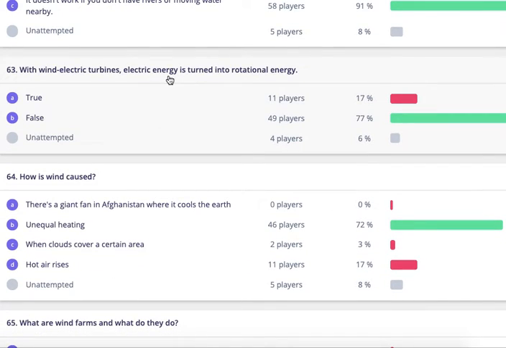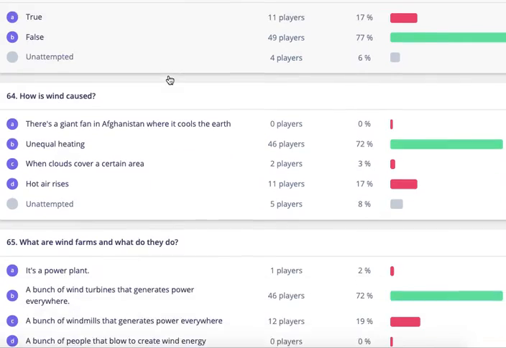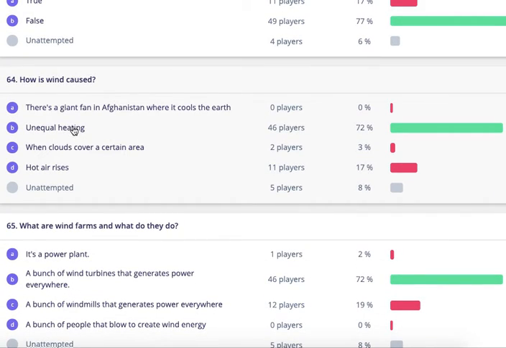Electric energy is turned into rotational energy. Flip that. You're turning rotational energy into electrical energy. How is wind caused? Unequal heating of the Earth's surface. That's just the definition of wind.